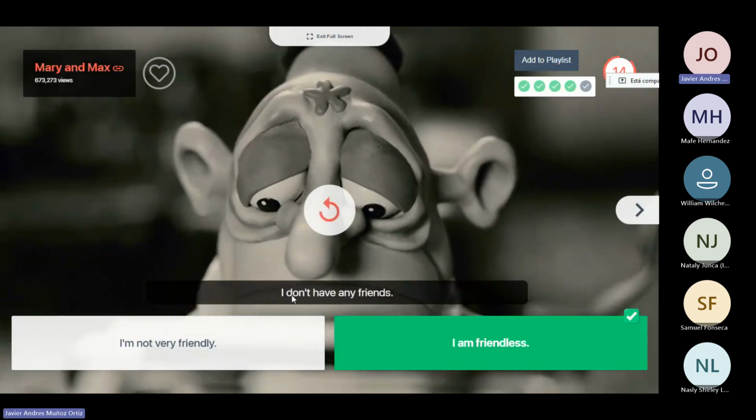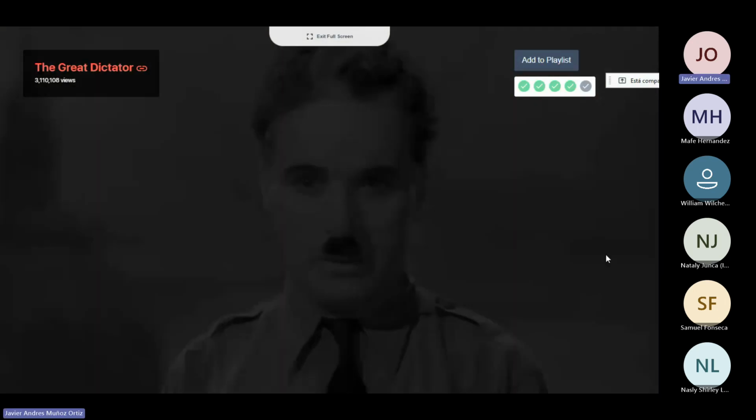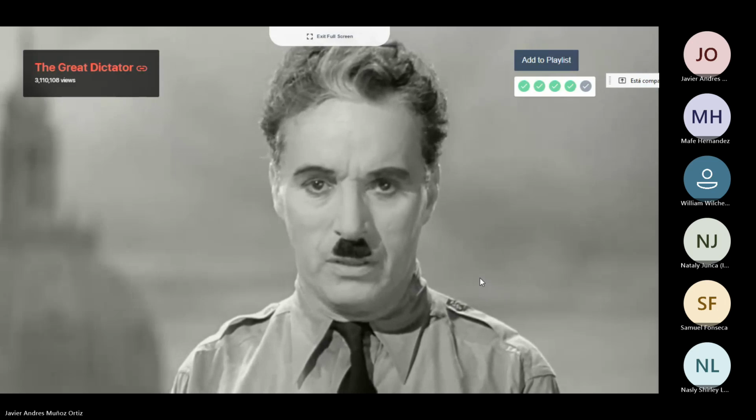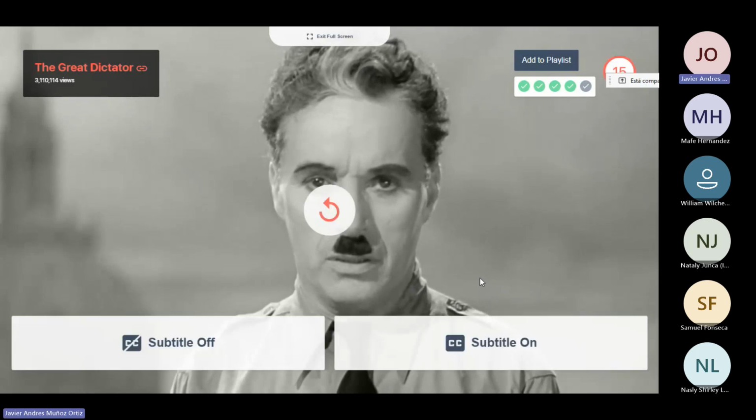Another example. This is simple present tense. That's why I chose this. I love this movie. Maybe you want to watch this movie on Sunday. This is an excellent movie. It's about the Second World War. The Great Dictator by Charles Chaplin.